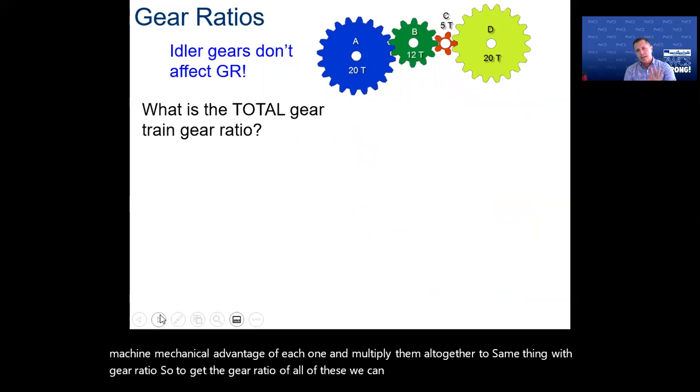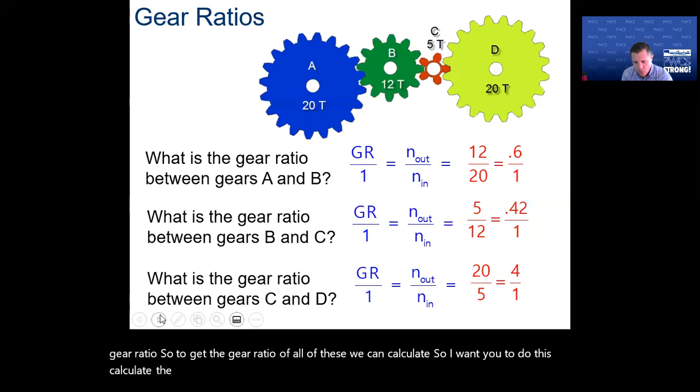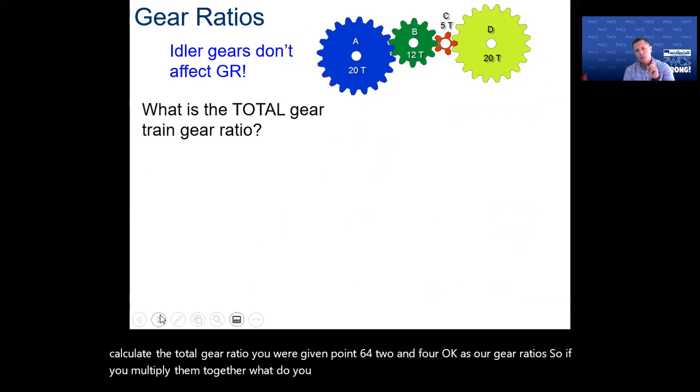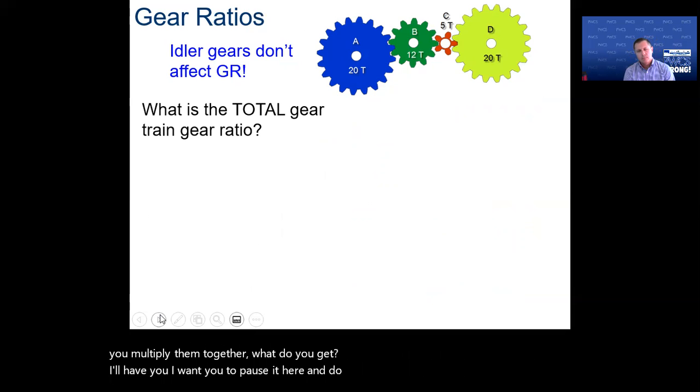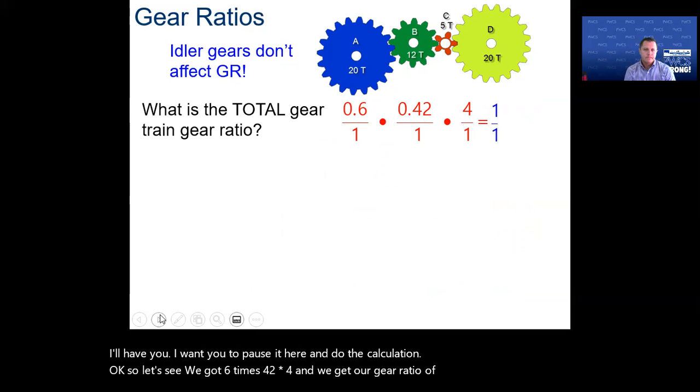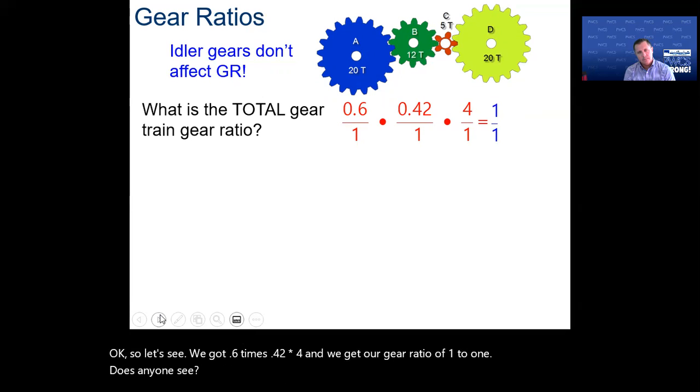So I want you to do this. Calculate the total gear ratio. You are given 0.6, 0.42, and 4, okay, as our gear ratios. So if you multiply them together, what do you get? I want you to pause it here and do the calculation. Okay, so let's see. We got 0.6 times 0.42 times 4, and we get our gear ratio of 1 to 1. Does anyone see where maybe there's a shortcut?